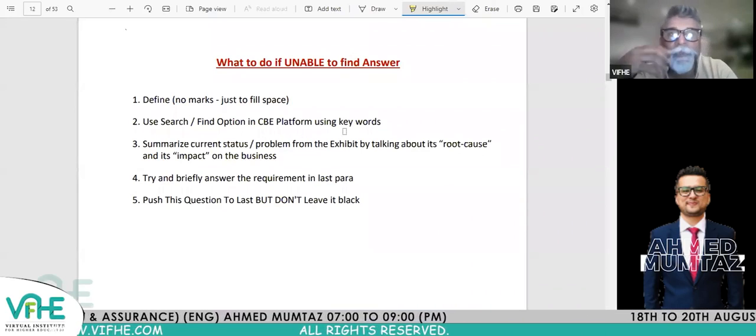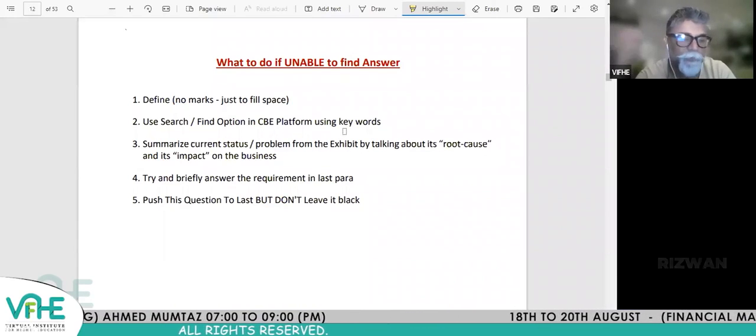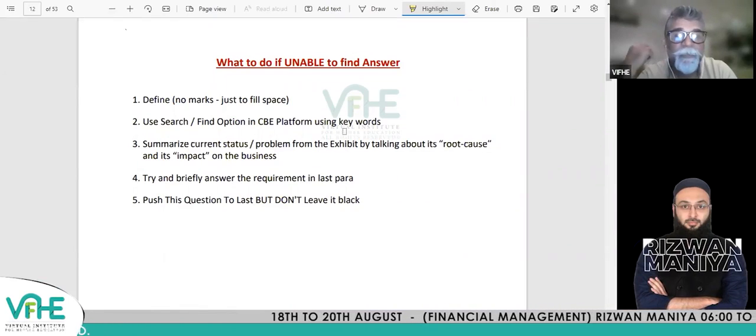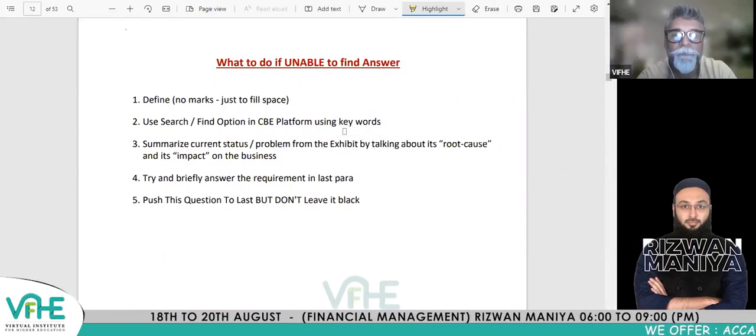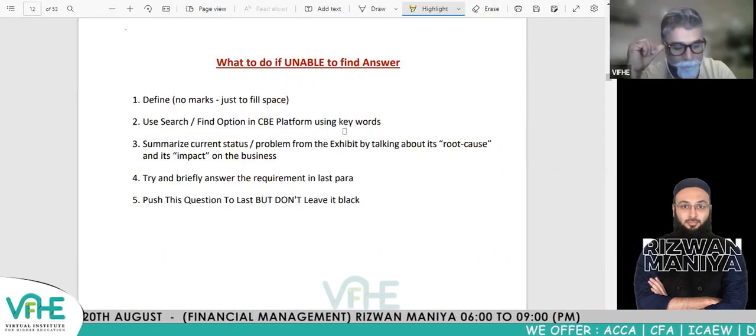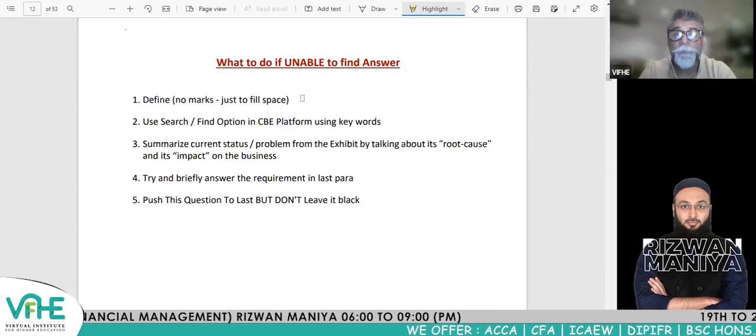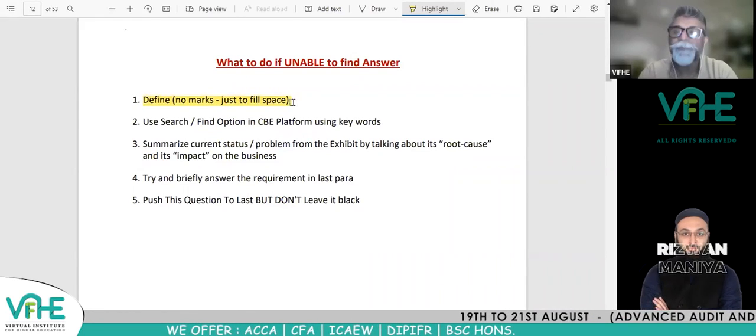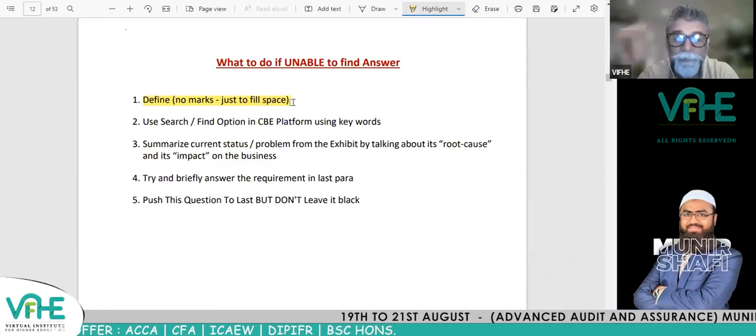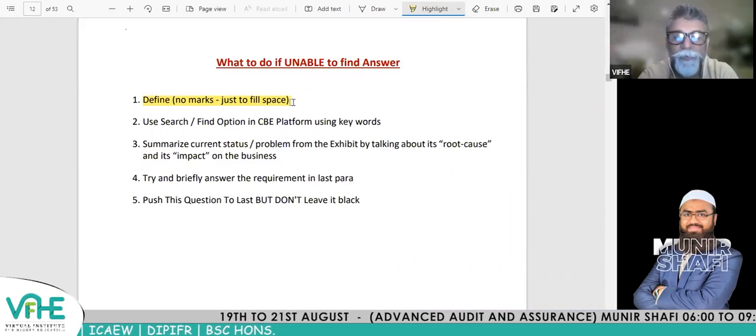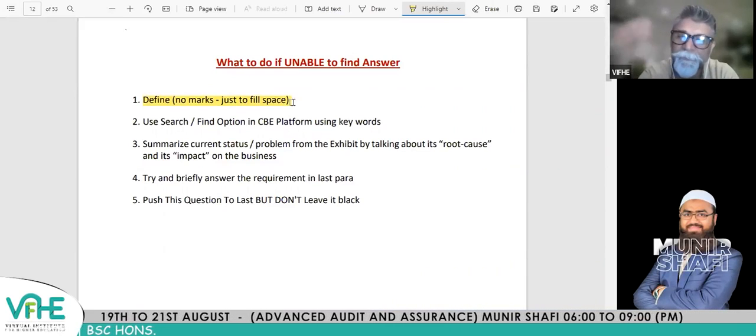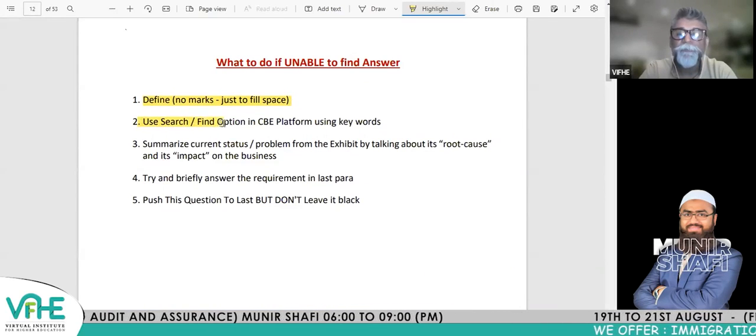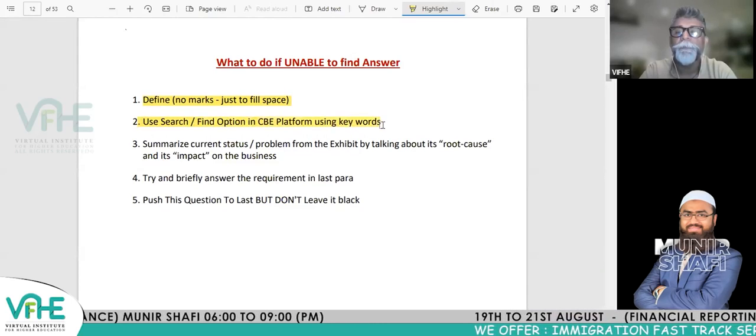First of all, when you read the requirement, you will know the topic. For example, the topic is, say, the question wants you to assess the disruptive technologies affecting the automobile industry. So we know the topic is disruptive technologies. So first you can actually define what is disruptive technology. But please keep in mind that any general definition will not get you marks, but at least it will fill up some space. And then you can use the search find option on your CB platform.